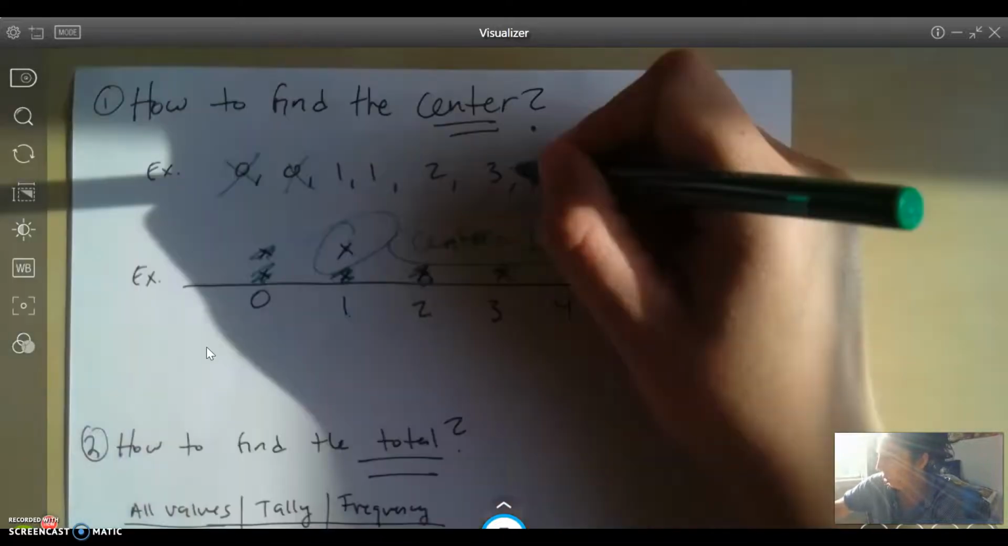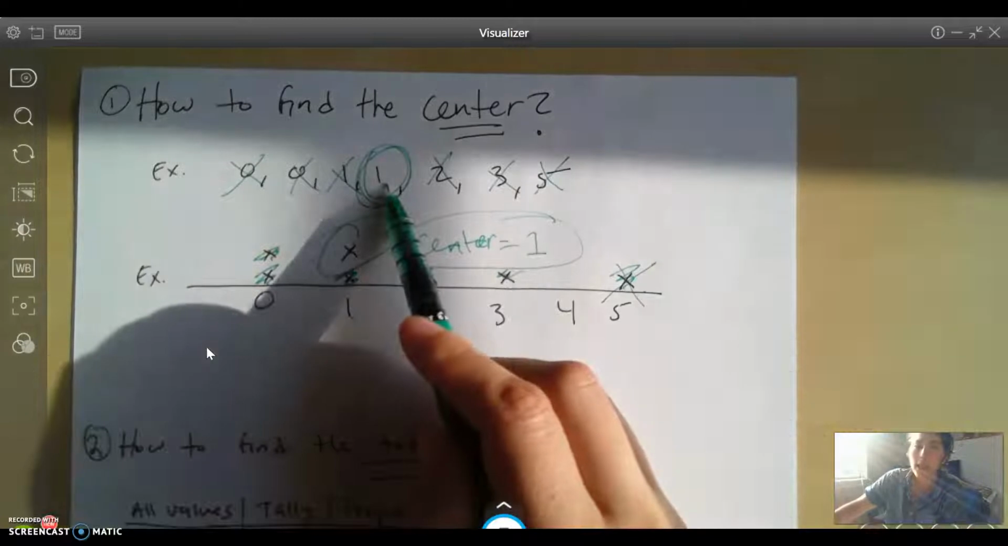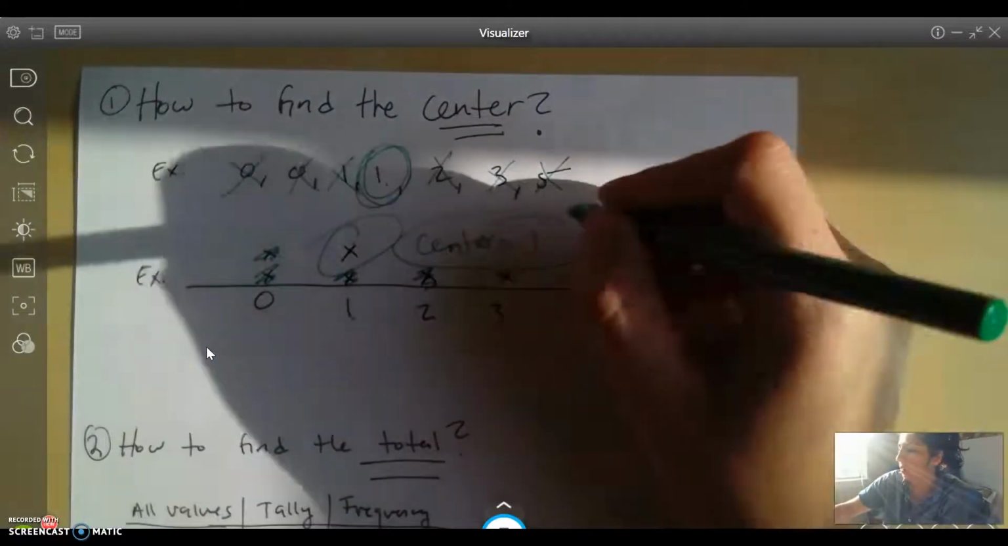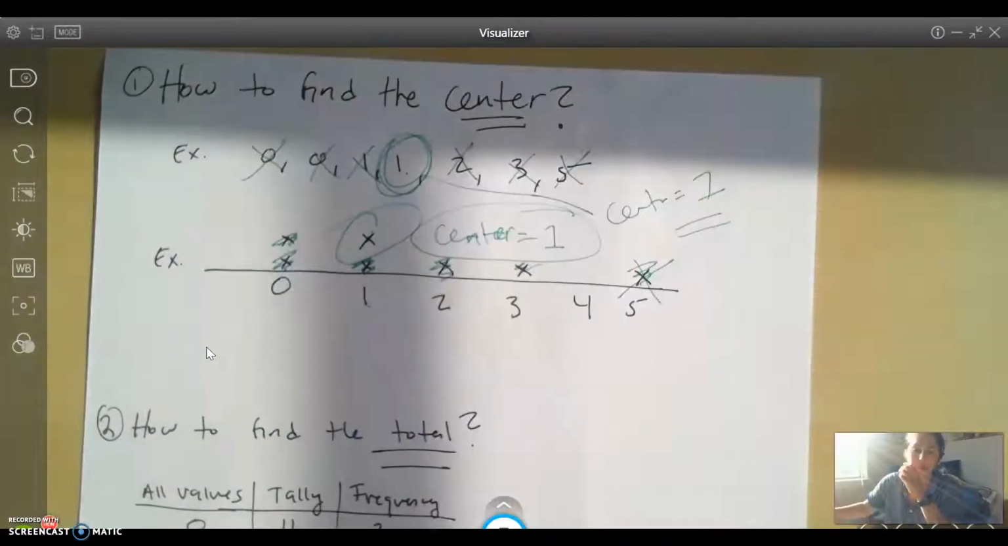So to check, we're going from the outside in, and once again, I am left with 1 in the center because I crossed off 3 to the right and 3 numbers to the left. So my center is still 1 because it's the same data set. All right.